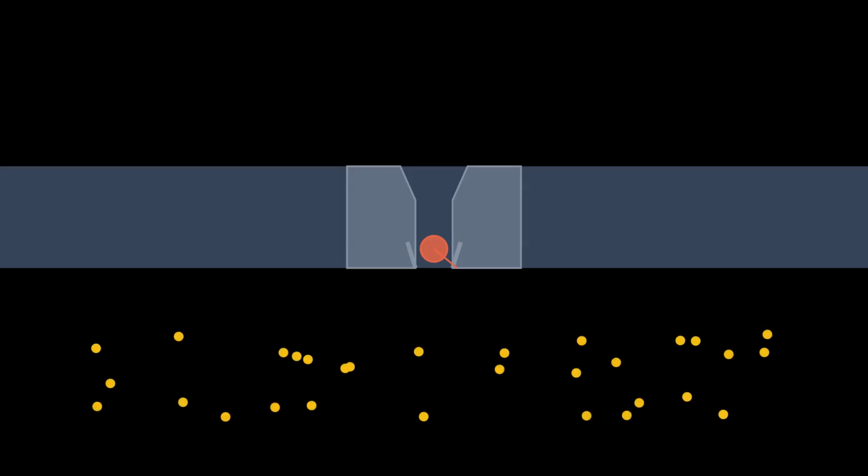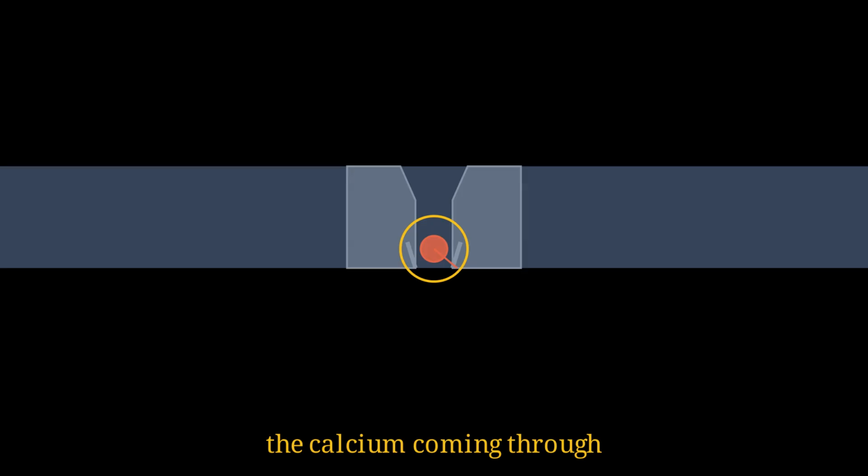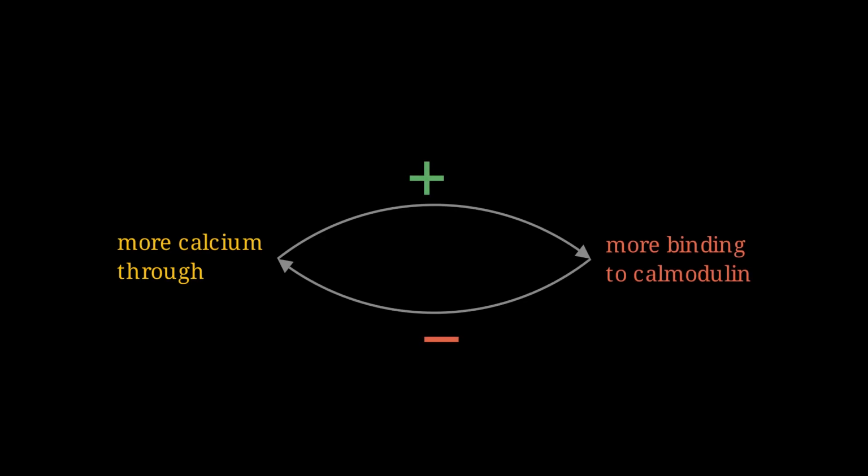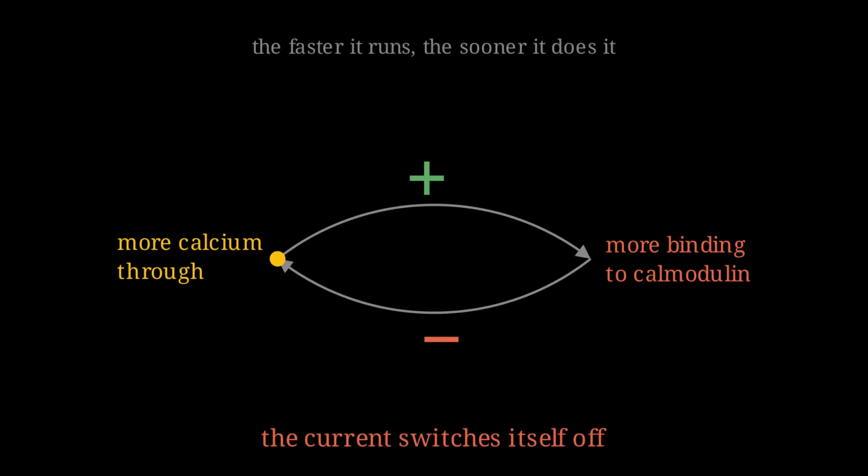That arrangement means that the channel is not measuring the calcium level of the cell, but rather it is measuring the calcium coming through, which makes it a feedback loop. More calcium through the channel, more binding to calmodulin, causing faster shutdown. So the current switches itself off, and the faster it runs, the sooner it does it. And that loop is what sets the length of the beat.